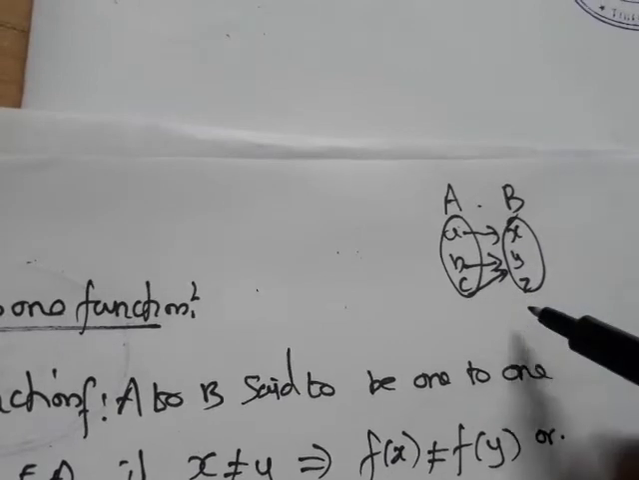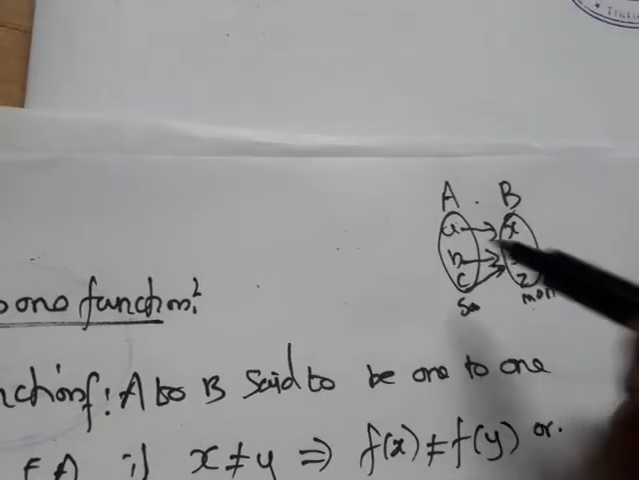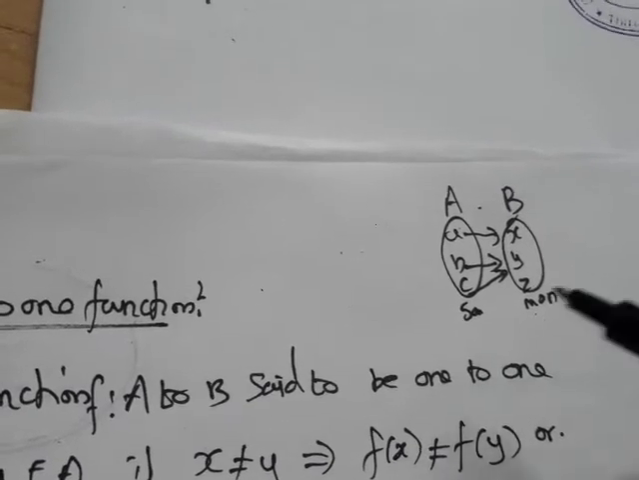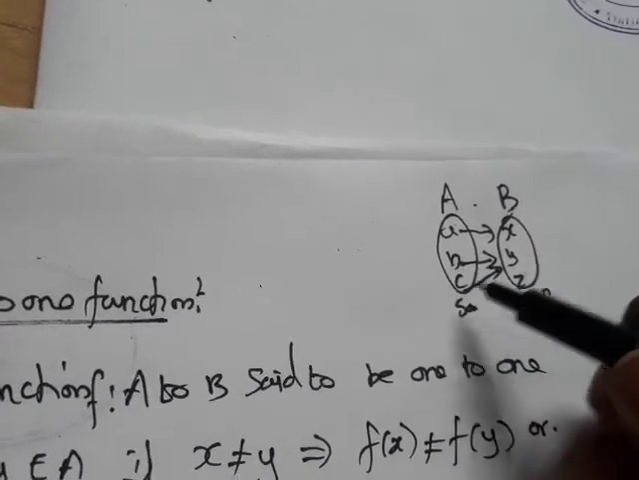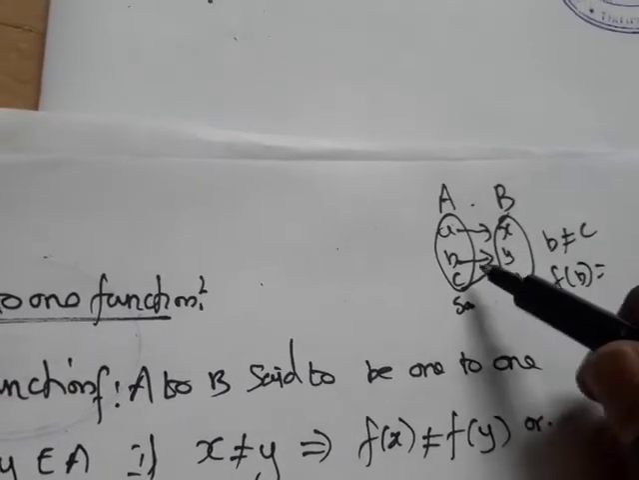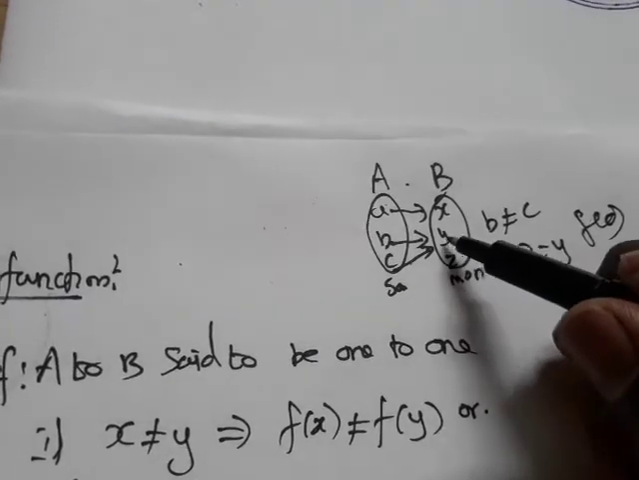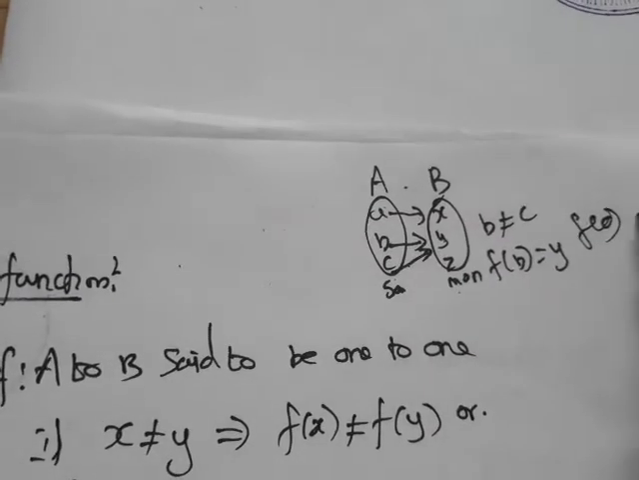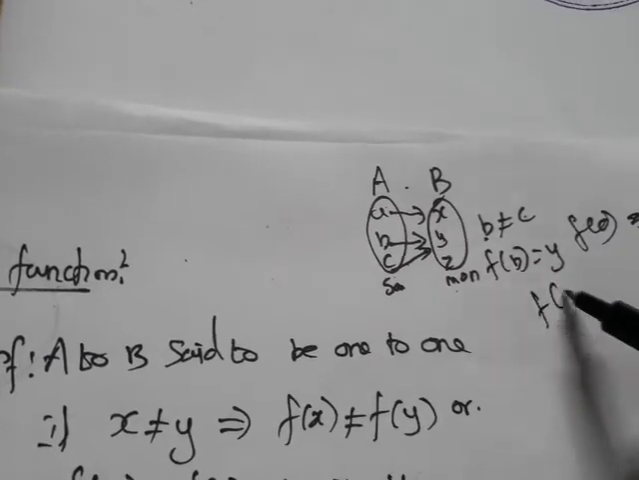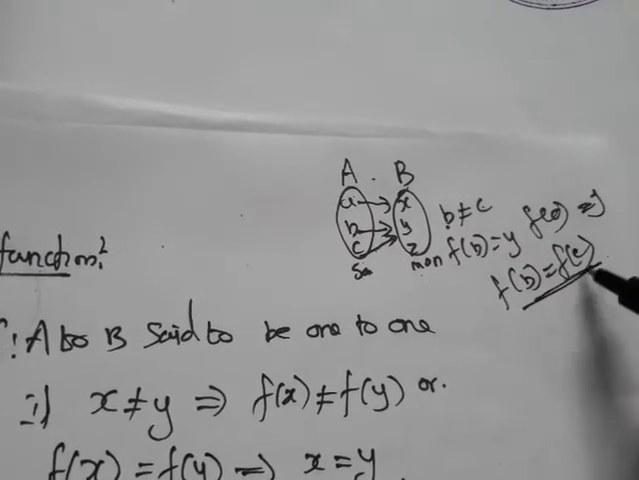It is a function, like the mom and son: X has a son A, and Y has two sons B and C. Yes, it is possible to say so, but it is not a one-to-one function, because B and C are different elements, correct? B is not equal to C. What is the function of B? Function of B is Y. What is the function of C? That is also Y. So B is not equal to C, but the function values are equal. So it is not a one-to-one function.